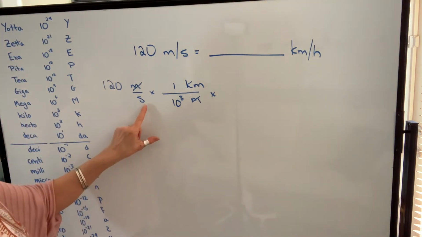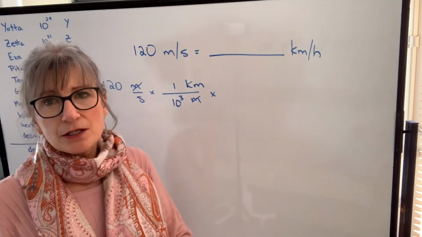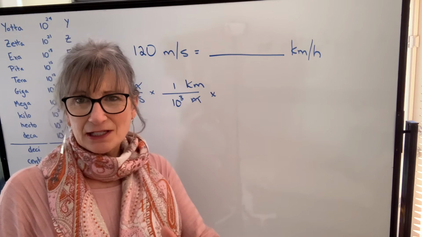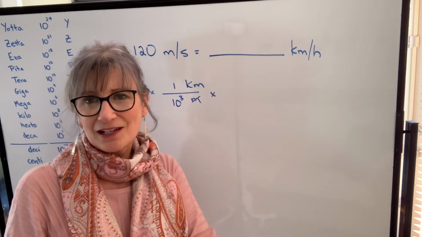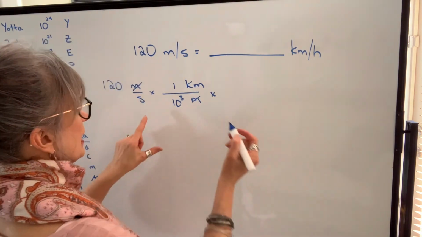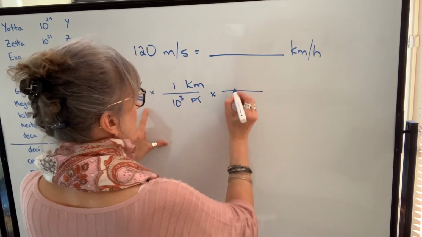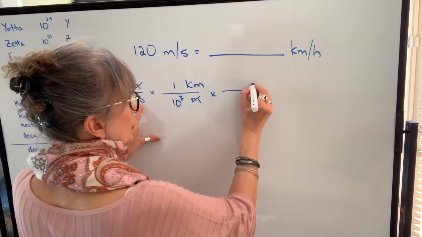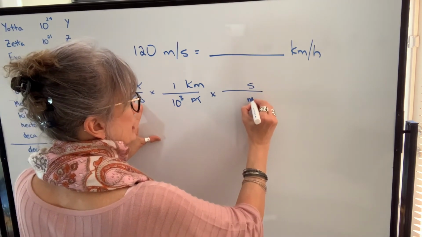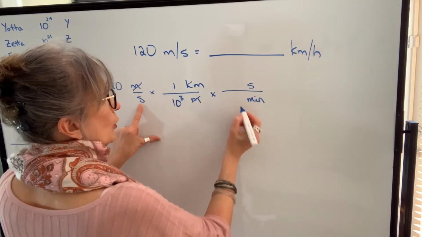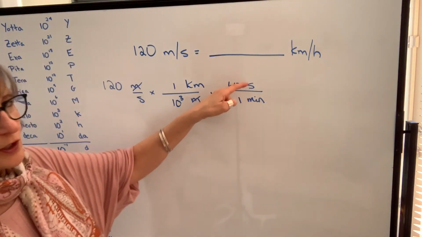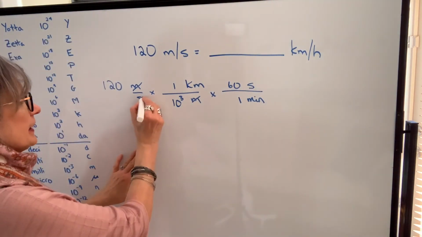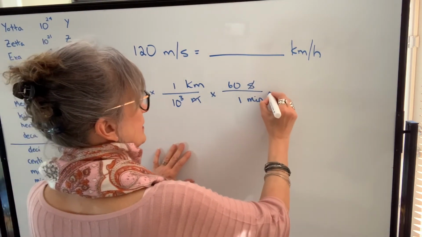Then we want to go from per second to per hour. So we could go from seconds to minutes and then minutes to hours, or you can go straight from seconds to hours. I'll go through 2 steps. I want to eliminate seconds. I'll put it in the numerator and replace it with minutes. We know that 1 minute is equivalent to 60 seconds. So as long as these 2 are equivalent, that's allowed. That gets rid of seconds.